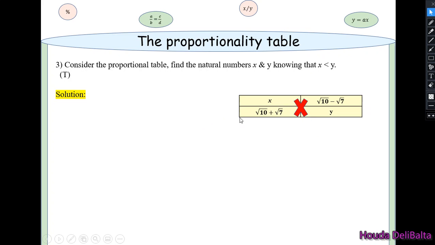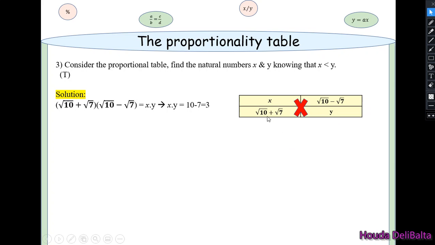Then x times y equals radical 10 plus radical 7 times radical 10 minus radical 7. So another way of dealing with proportional tables is solving such questions. We have this table that's divided into 4 parts. Then if it is proportional, each two facing parts, when multiplied with each other, will be equal to the same result of these two parts when multiplied with each other. So this is the cross multiplication sign in order to make things clear.